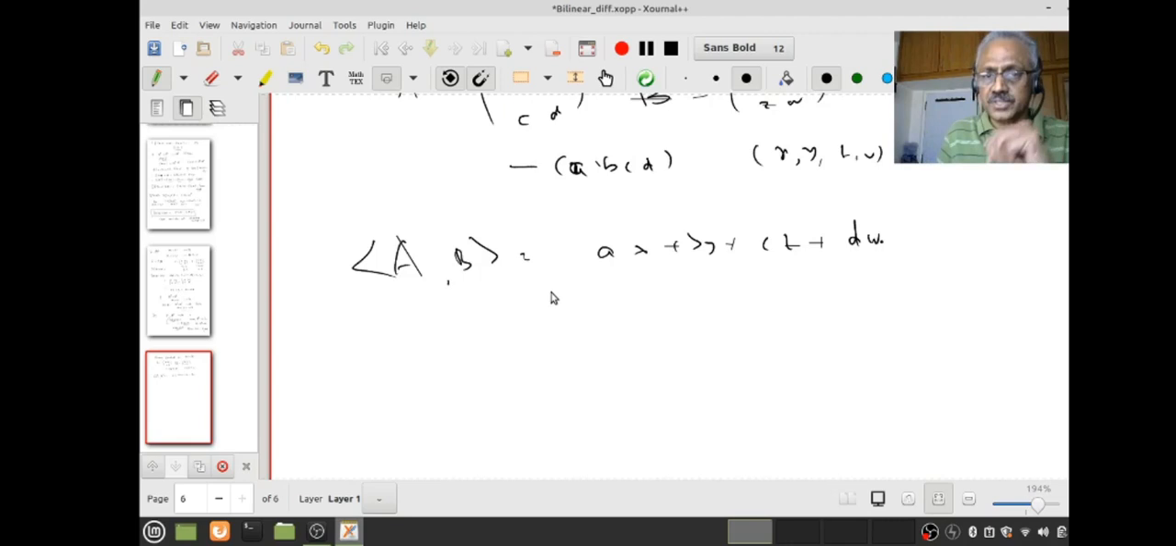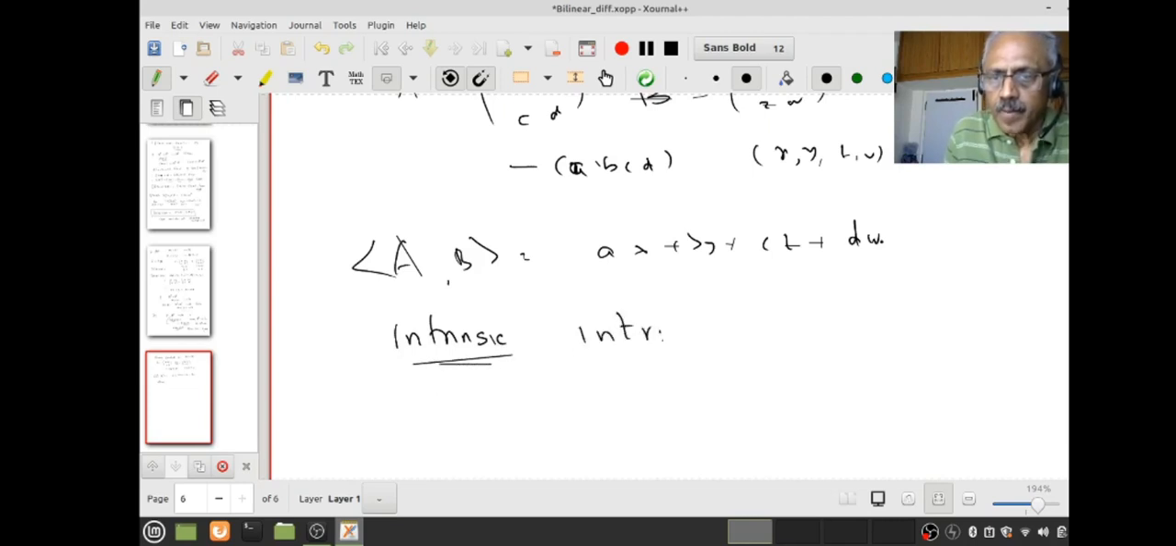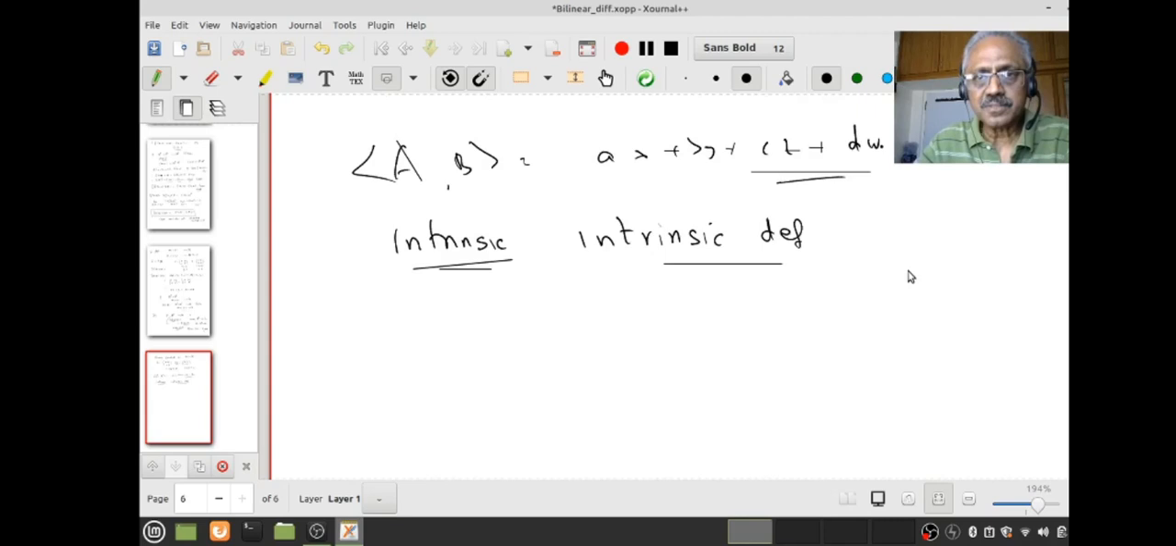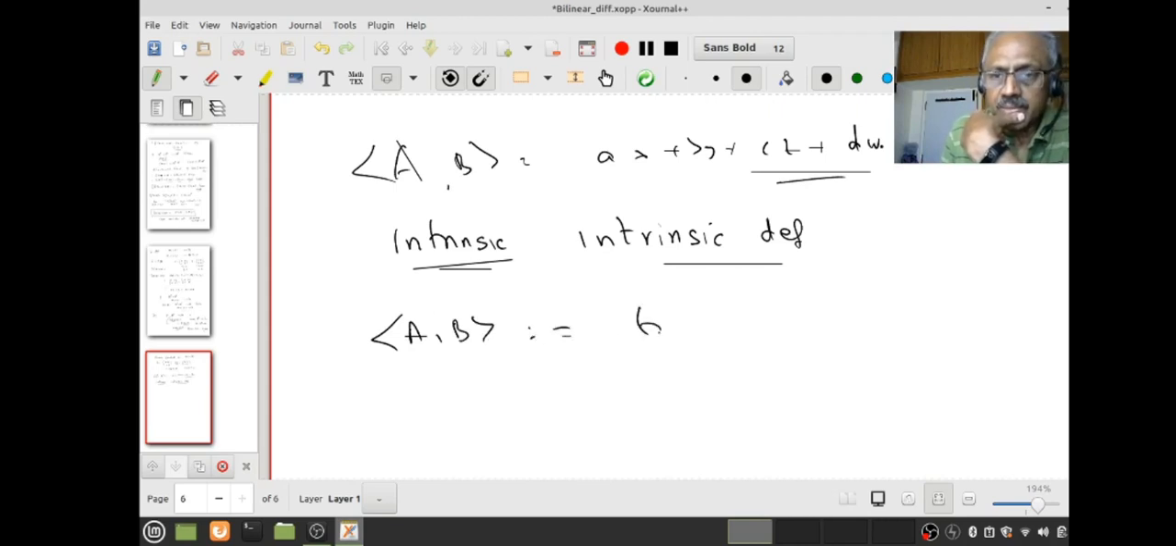But the very interesting thing is there is an intrinsic definition of this inner product, which involves notions related to matrices. These are the things which will make you confident of higher level mathematics. What is that? I claim this inner product is nothing other than the trace of the element A times B transpose.